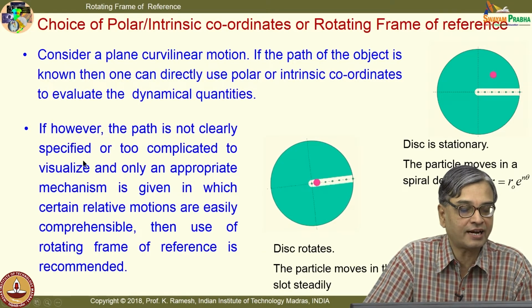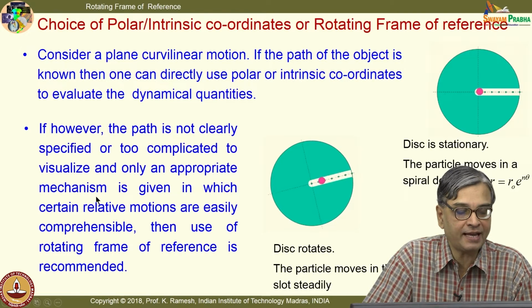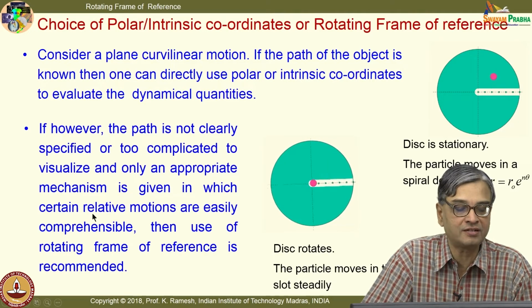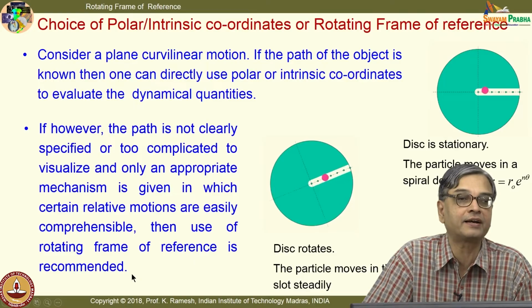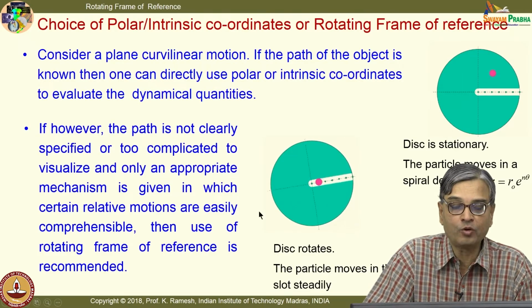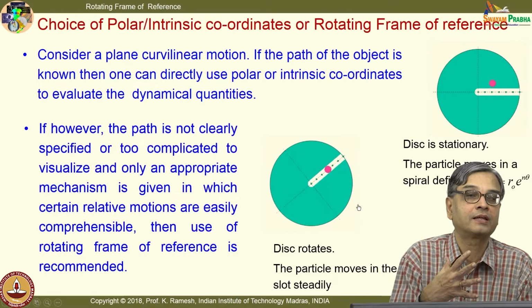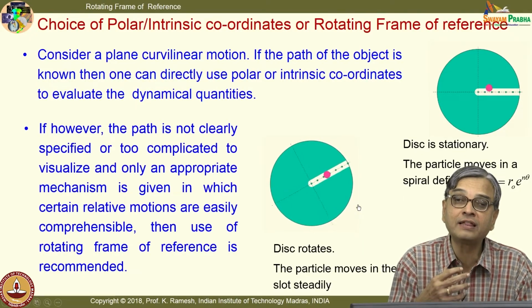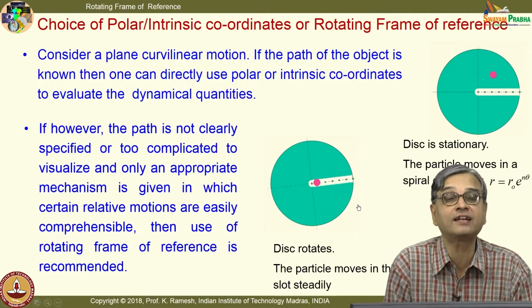So, this is what it says. The path is not clearly specified. Suppose I have given only this problem without this picture. Only an appropriate mechanism is given in which certain relative motions are easily comprehensible, then use of a rotating frame of reference is recommended. See, mind you, I am looking at this as an external observer from the top. I am not rotating with the disk. Suppose I rotate with the disk, what is it that I would observe?